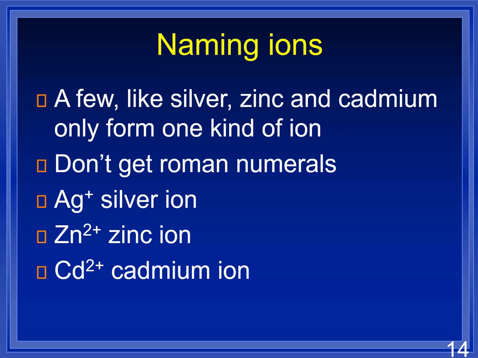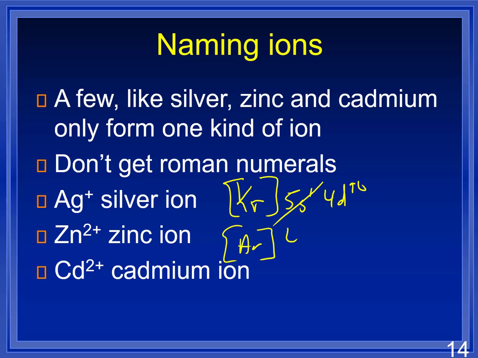And what all of them are doing is they're losing their valence electrons, their s electrons. Because silver's electron configuration is krypton 5s1 4d10, and when it loses an electron, it loses that one. Zinc is argon 4s2 3d10, and when it makes the ion, those two come off. And cadmium is going to do the same thing as zinc does. So all of them are just losing their s electrons. You don't have to know how they make them, but that's why they make them. They lose their valence electrons.